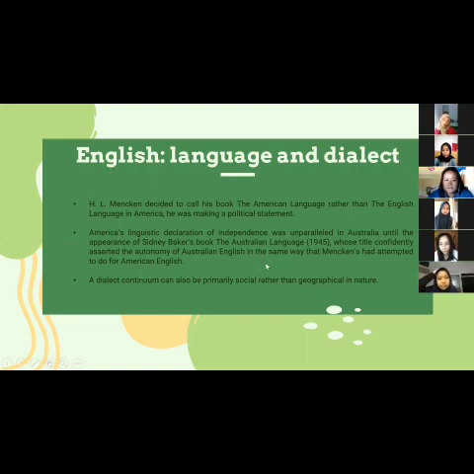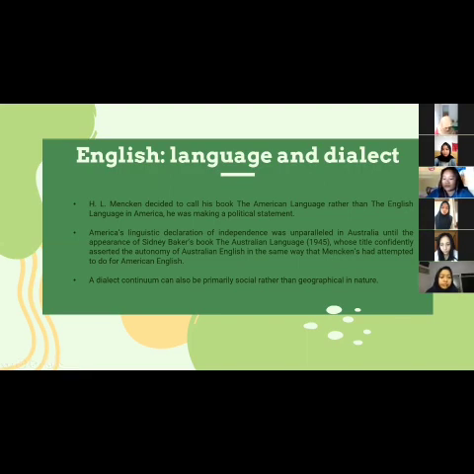And the last point, a dialect continuum can also be primarily social rather than geographical in nature. A good example is found in Jamaica, where at one time those at the top of the social scale, the British, spoke English, while those at the bottom spoke Jamaican Creole.